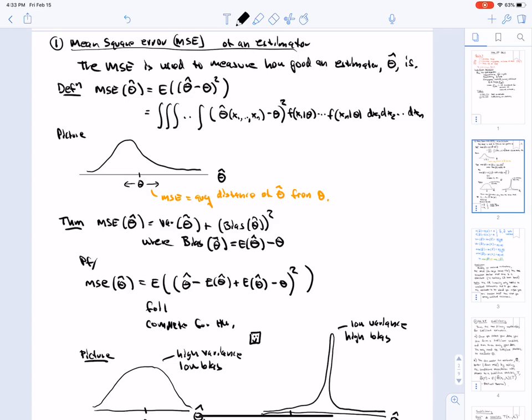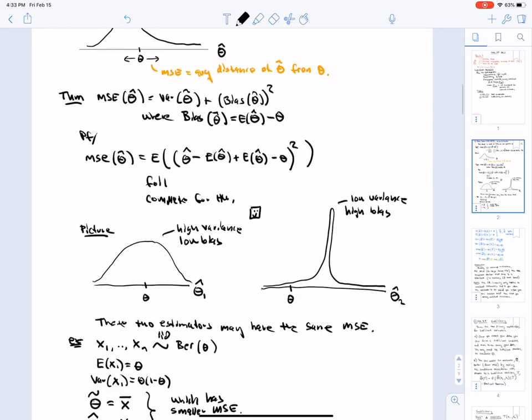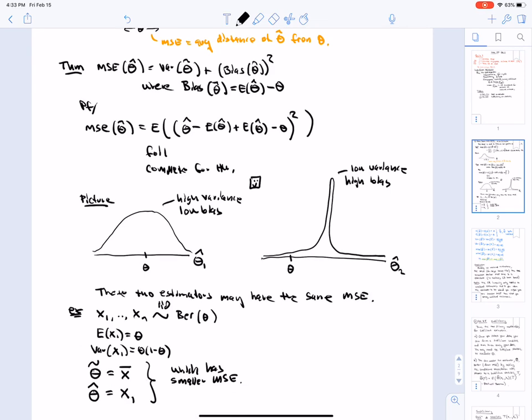The MSE is the variance plus the bias squared, where the bias is the expectation of theta hat minus theta. And so to prove this, the MSE is, we can write the inside of the expectation by subtracting and adding the expectation of theta hat. We then FOIL, and then you complete this proof for homework. Good job.